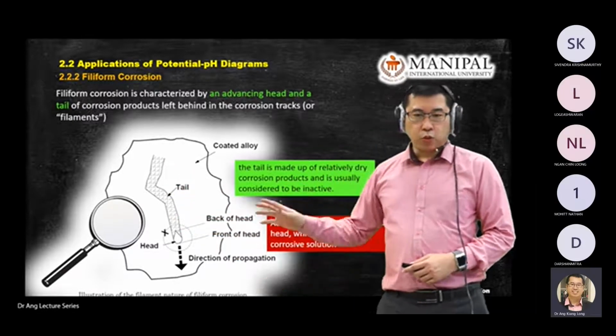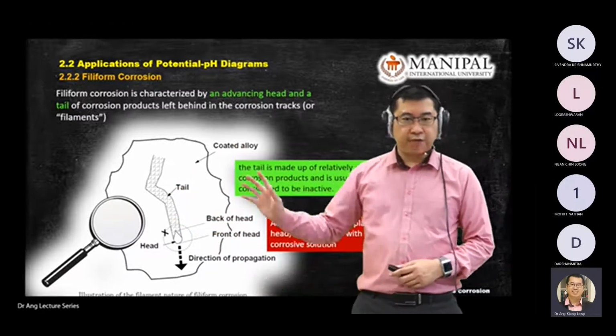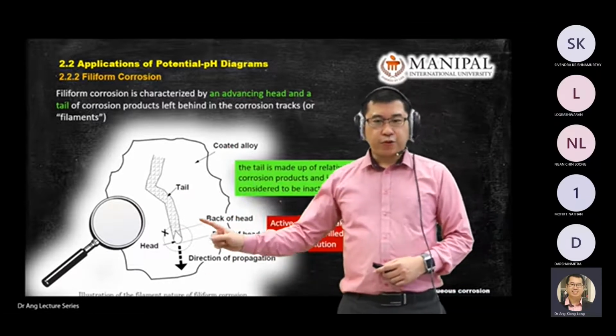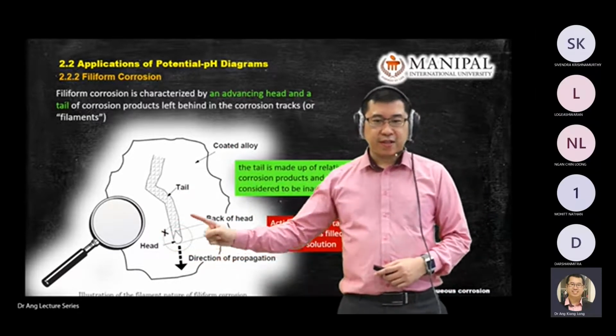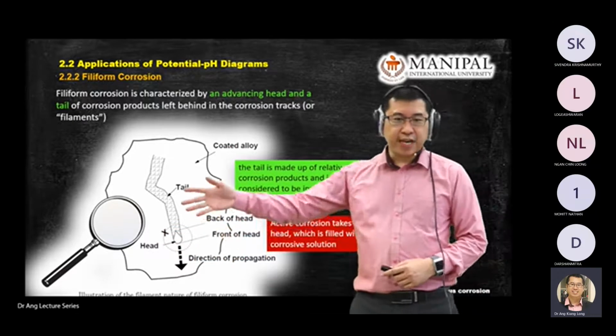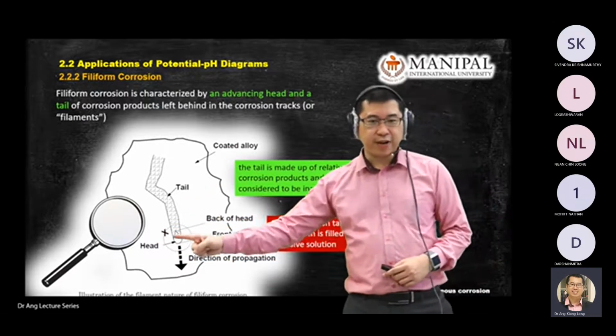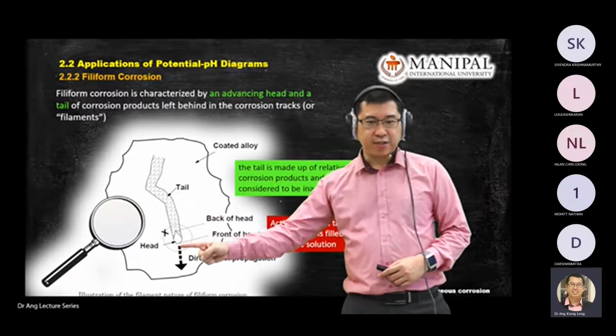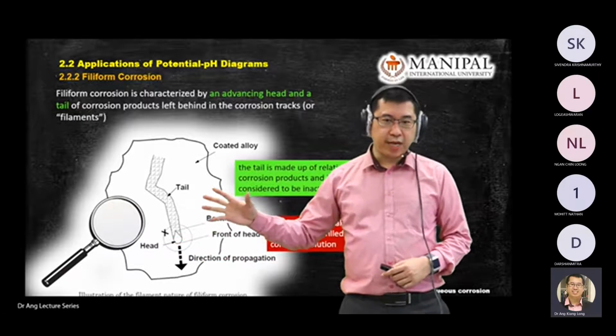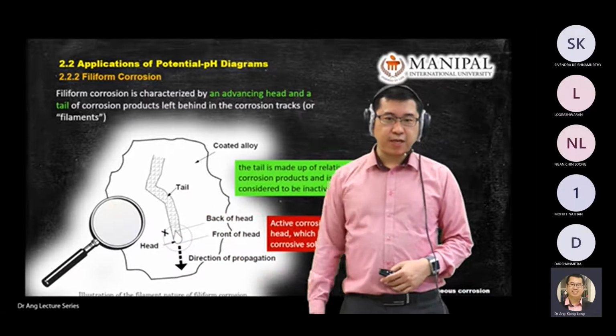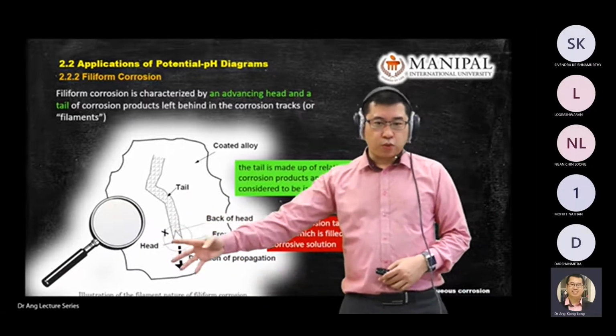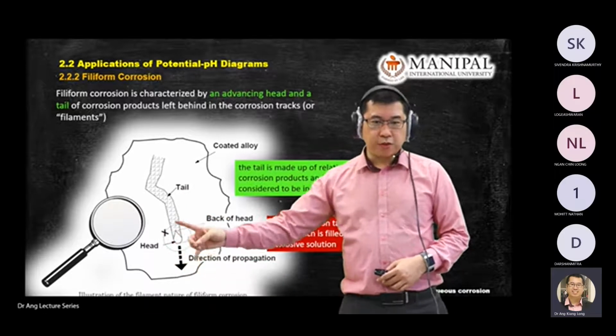So if you want to handle this kind of filiform corrosion, you focus on the head, because it's like putting out the fire. So this is the active fire region. You need to pay attention to what happened to the head here.